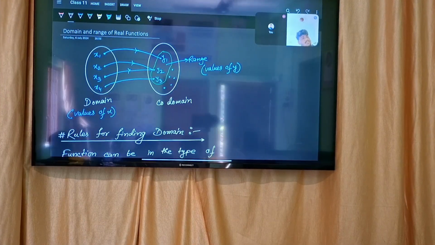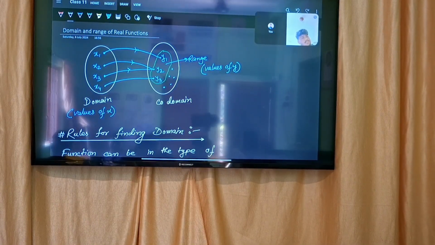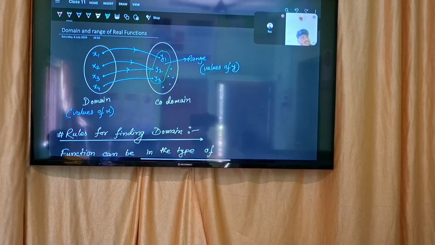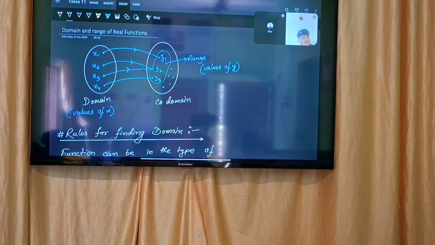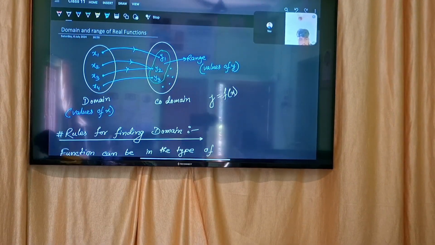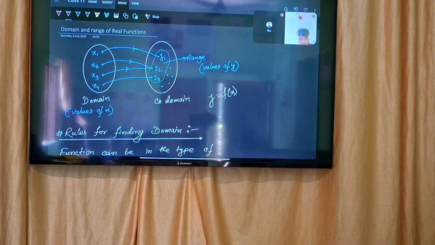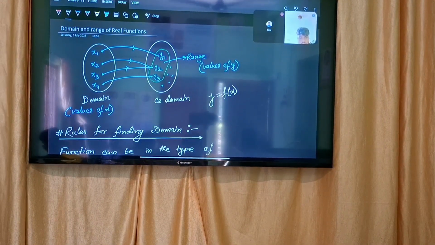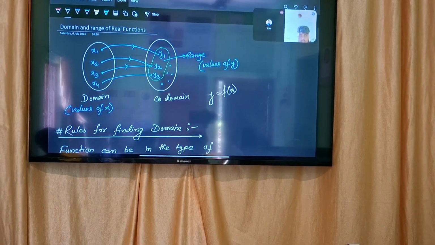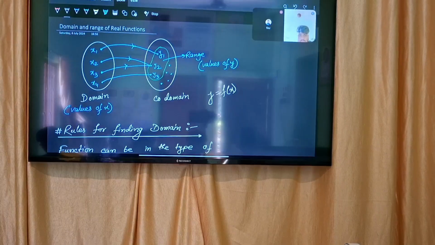Domain set means the values of x actually, and range means actually whose values? The values of y, as we write y equal to f(x), right? X is from the domain set and y is from the range set. So if you are finding the domain and range, you are finding the values of x to find the domain, and if you are finding the values of y, that means you are finding range.